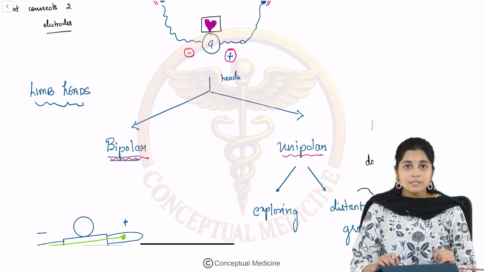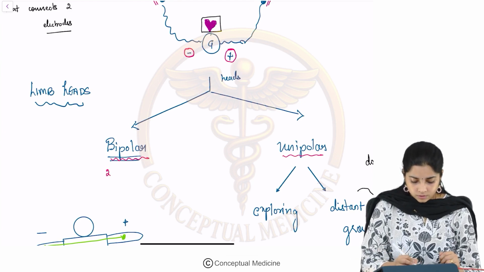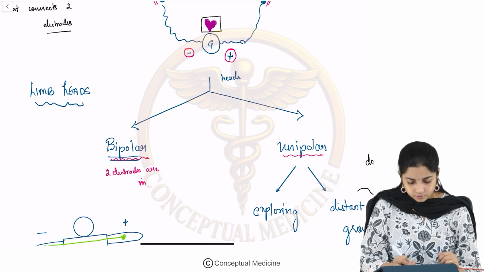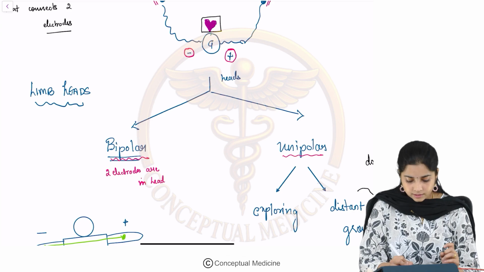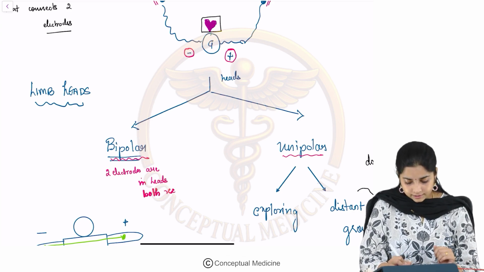What is the meaning of a bipolar lead? A bipolar lead means that two electrodes are involved in the construction of the lead, and both of them record the electrical activity.